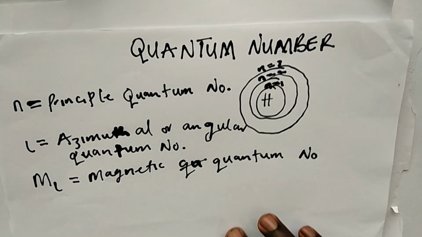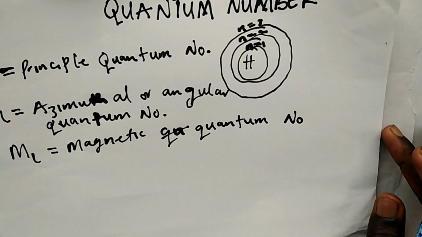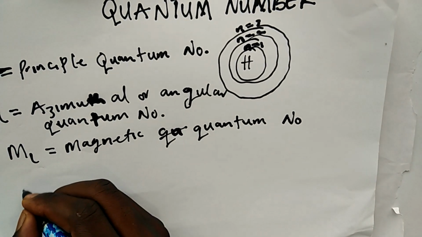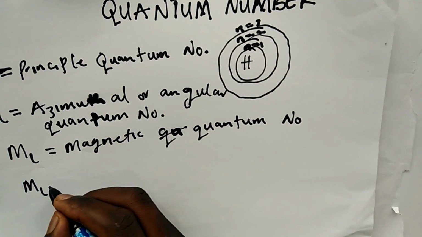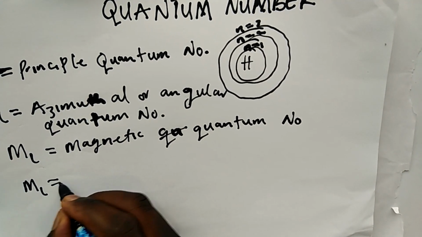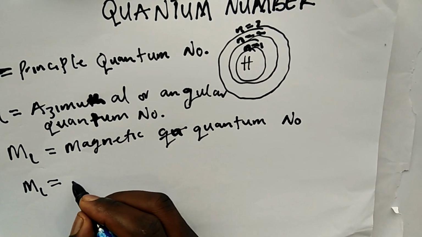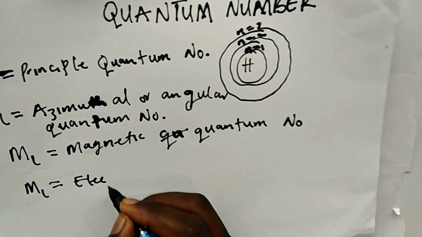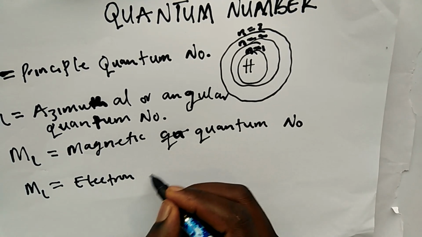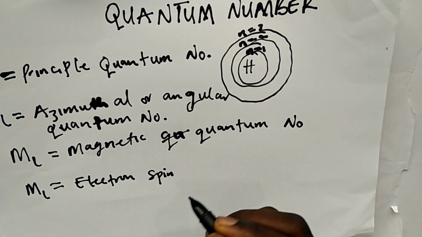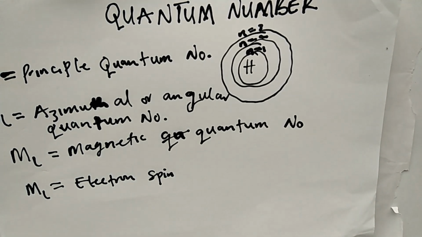Now, the last one, we have the MS, which is the spin quantum number, the electron spin. We know that electrons either spin up or spin down. So if it is spin up, it's plus half, and when it is spin down, it's minus half.